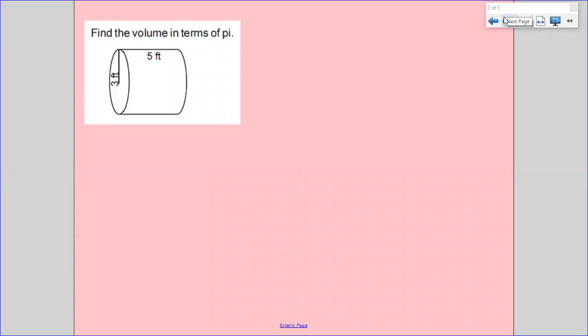So the first one I wanted to look at was this one. Find the volume in terms of pi. Now, the packet you were given gave you a reference sheet. So we know from that the formula for the volume of a cylinder is volume equals pi r squared times h. Now, the error that was made by most people that missed this question.